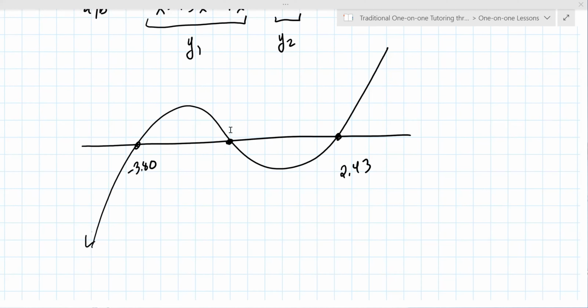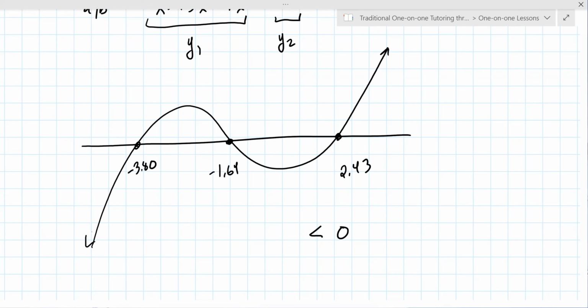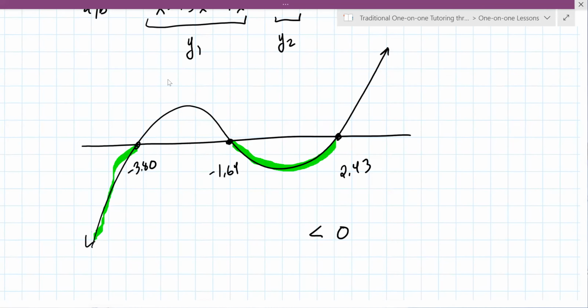This one is at minus 1.64. So when it asks where it's less than 0, it's asking for wherever the graph is below the x-axis. We did this in the last problem. So it's all of this part here, and then it's this part here. So where is it less than 0?